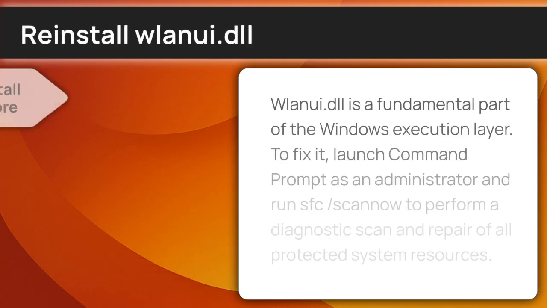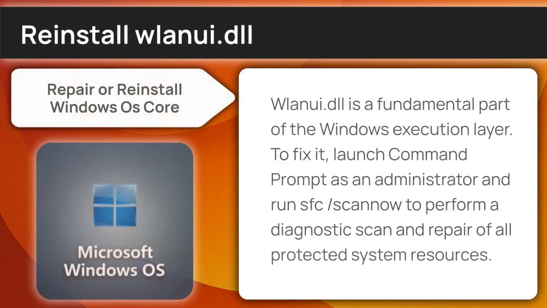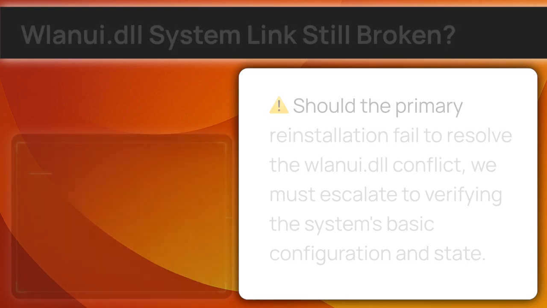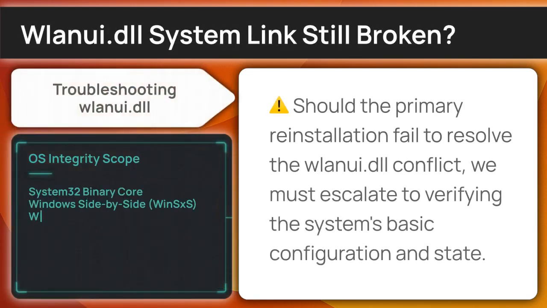Wlanui UI is a fundamental part of the Windows execution layer. To fix it, launch command prompt as an administrator and run sfc /scannow to perform a diagnostic scan and repair of all protected system resources. In the event the error remains visible, it indicates we need to verify the environment's ability to register new shared resources.